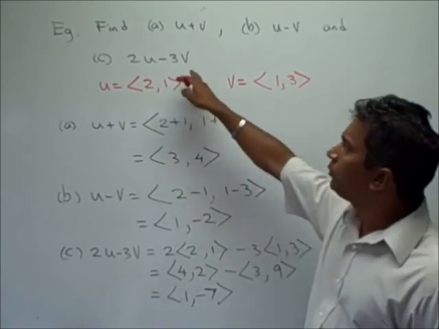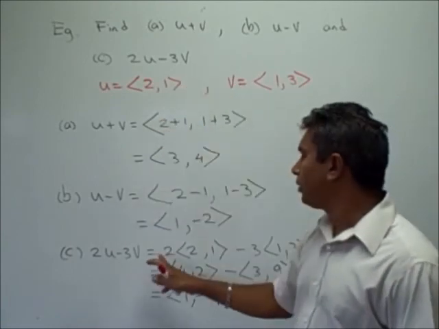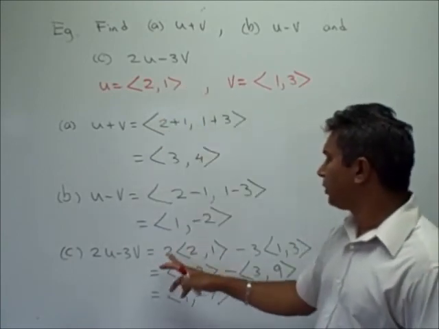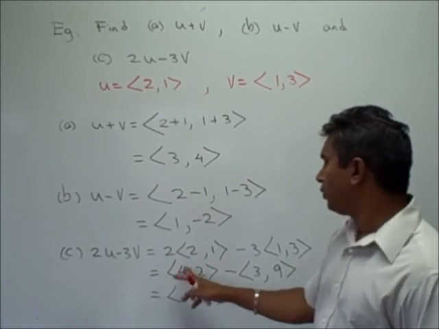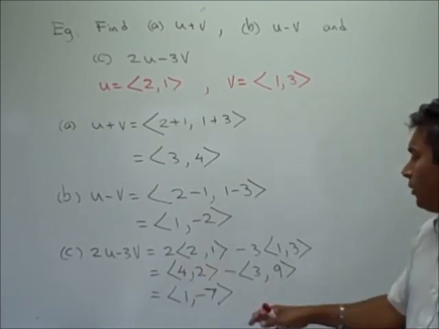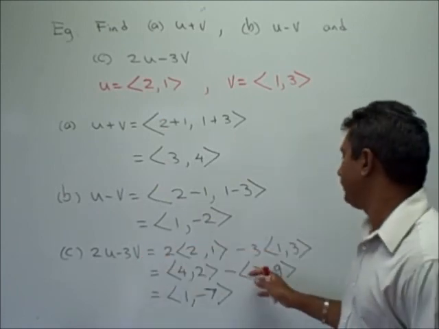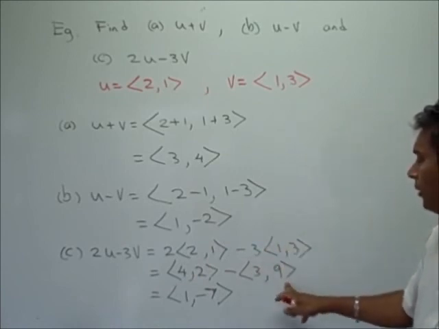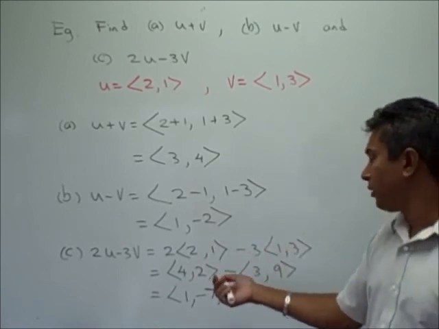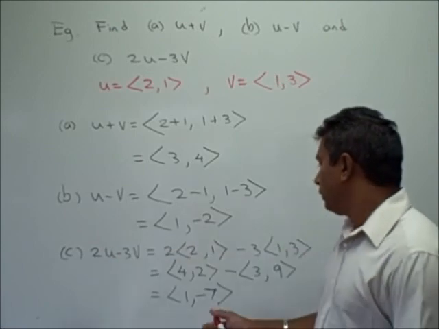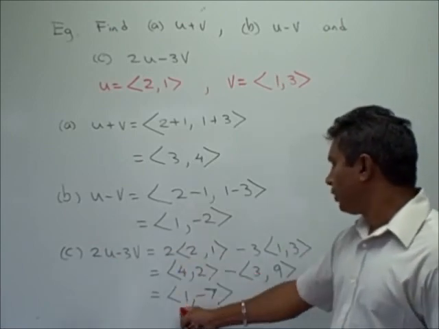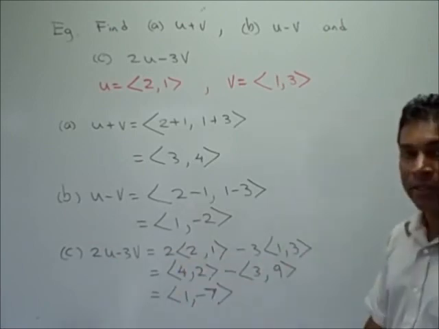To find 2u minus 3v, first we have to multiply 2 times u, which gives us 2 times 2 is 4, and 2 times 1 is 2, and also multiply 3 times v. So this becomes 3 and 9. Now we can subtract 3v from 2u, so it's 4 minus 3, which is 1, and 2 minus 9, which is negative 7.